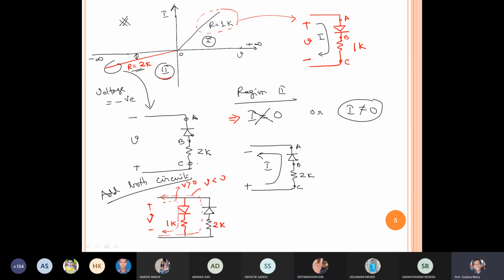Suppose it is region 2. Okay, so let's focus on region 2. Here, what is the amplitude of current? Positive. Sir, we have assumed, sir, it's an assumption.